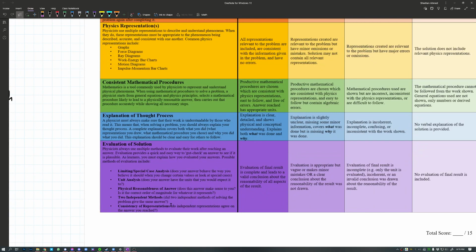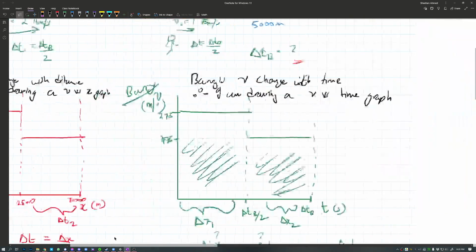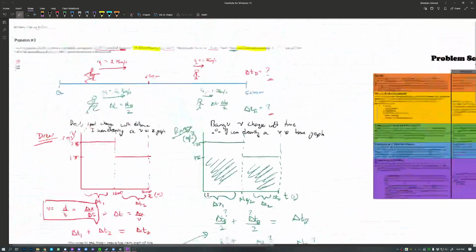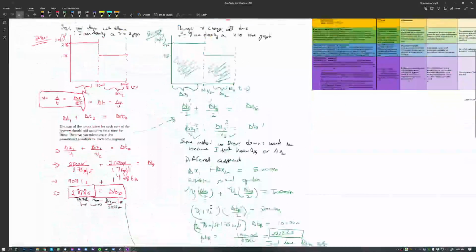Two independent methods: maybe you can come up with a different way of solving this problem to give the same answer. Consistency of representations: do independent representations agree on the answer you reached? If we had a motion diagram and a graph, we could compare them and see if they matched up, or if the math matched with the graph. So let's see what we can do over here. This is where it requires a little bit of clever thinking.